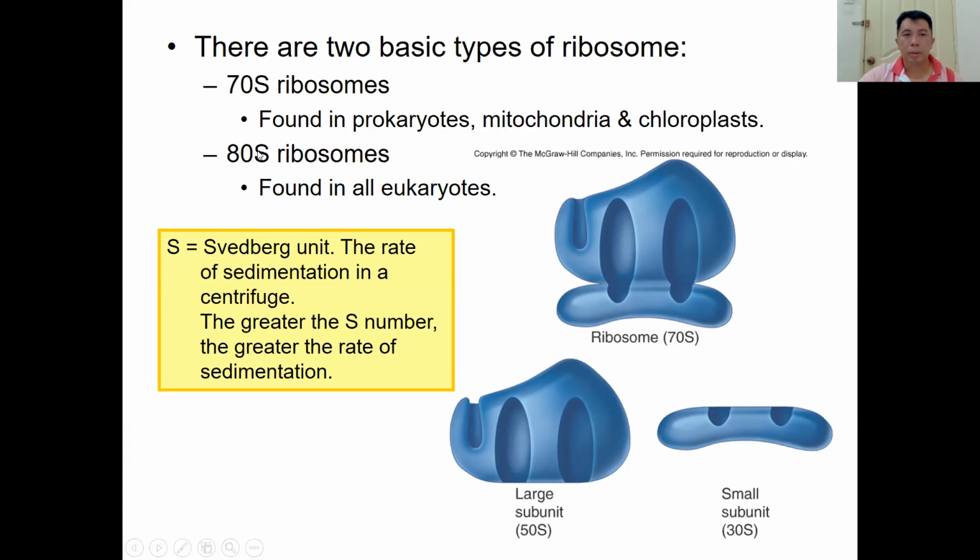So what is the S? S is a Svedberg unit. This unit is used to measure the rate of sedimentation in a centrifuge. The greater the S number, the greater the rate of sedimentation. It is slightly different from density, but in another way we can say it is analogous to density. But you must remember the Svedberg unit is different from density.